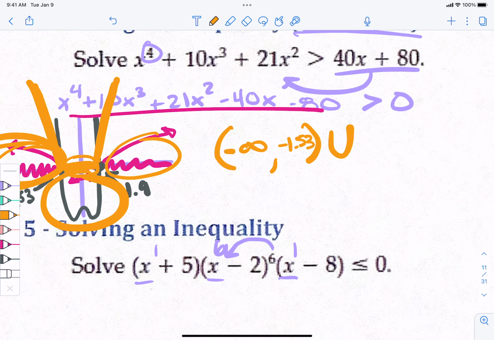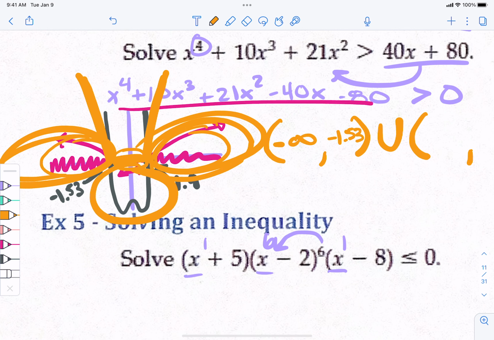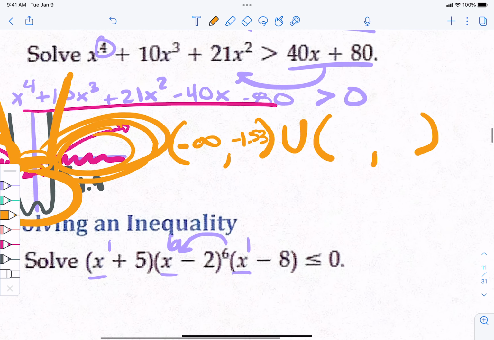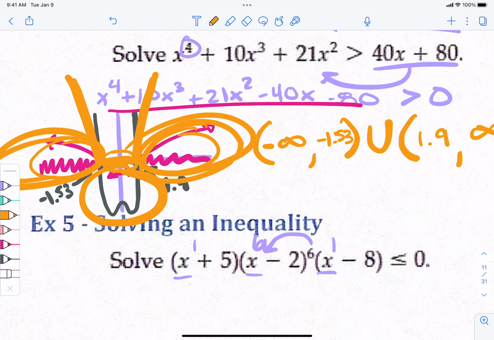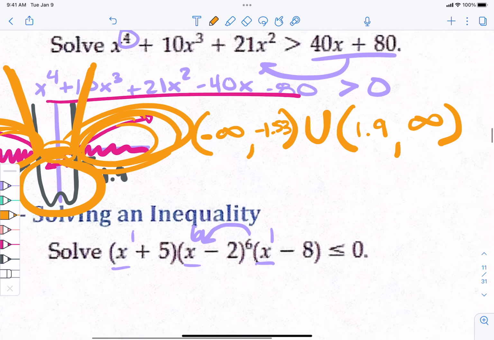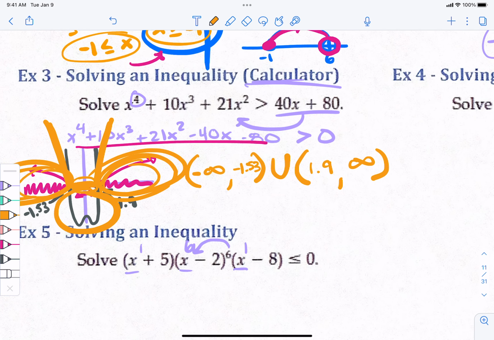Have we talked about union before? Union. Okay, so if you have 2 separate regions, you just put a union in between them, okay? And then the other one, we said this chunk was the other chunk. Where does that go from? 1.9 to infinity. You see how that works? We are above the x-axis on the outsides of those 2. In between those 2, we're below the x-axis, meaning we're less than 0. Do you see how that works? So that's how we use the calculator to do that stuff for us, yeah?